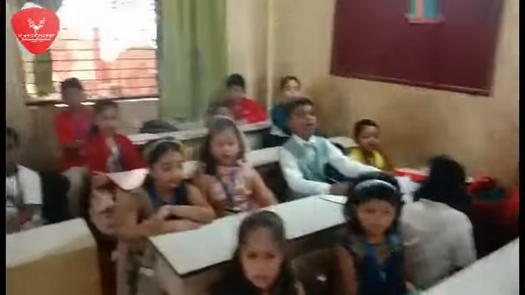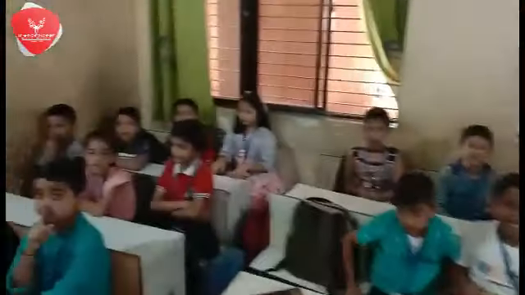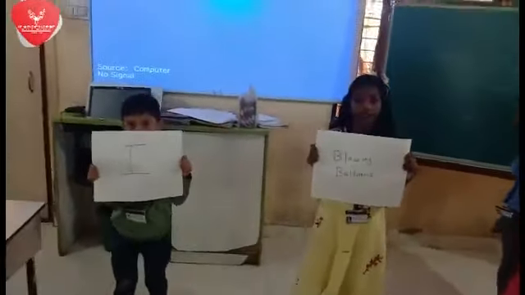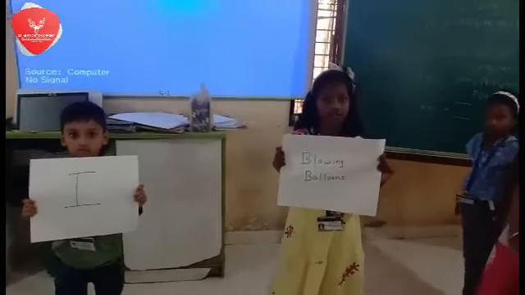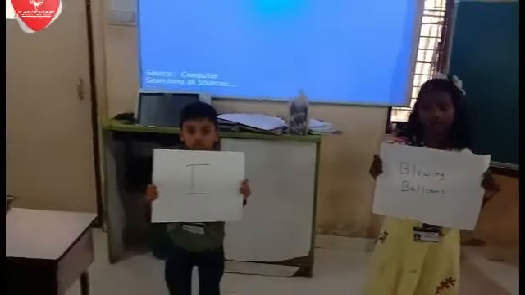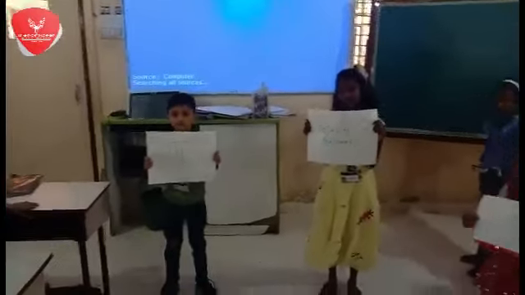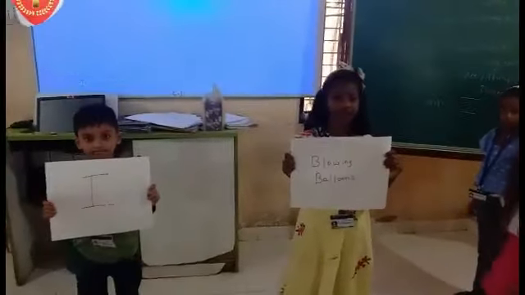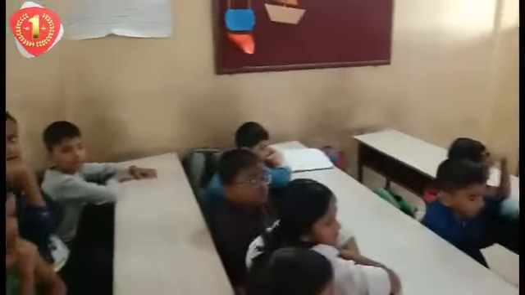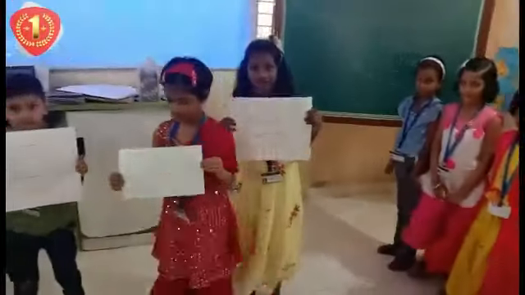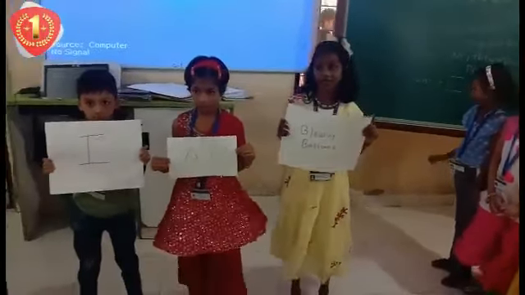So students, with the helping verbs, as we all know what helping verbs are, we will now start framing the sentences with the helping verbs. Here you can see there is one sentence: I blowing balloons. Something is incomplete, right? Which helping verb will come here? Am.